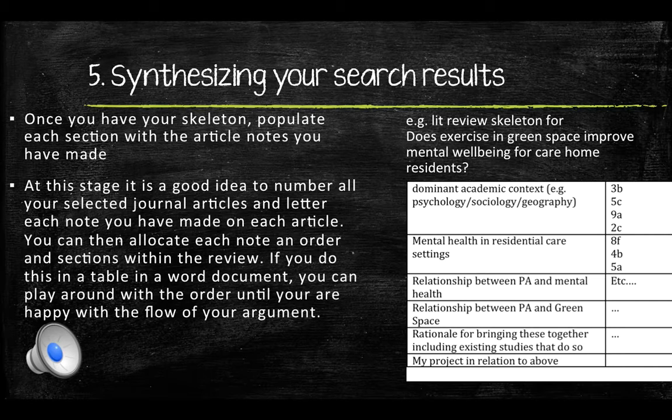If you create this table in a Word document, you can rearrange the order until you're happy with it. You can reuse the same points if they're appropriate in multiple places. You can compare and contrast different points, and you can also sit your own research project within these. Just to clarify, looking at the table that I've put on the slide here, the categories on the left are what I would use as the subtitles that form the skeletal structure of my literature review on the topic of does exercise in green space improve mental well-being for care home residents?